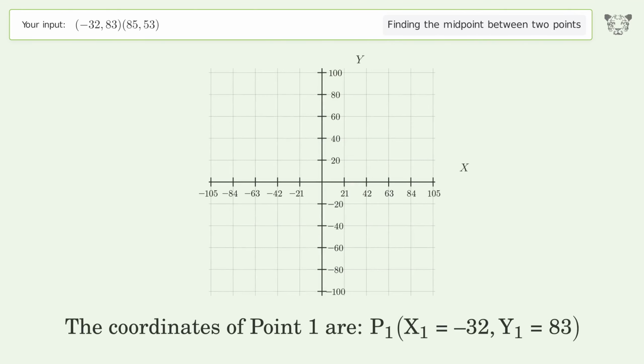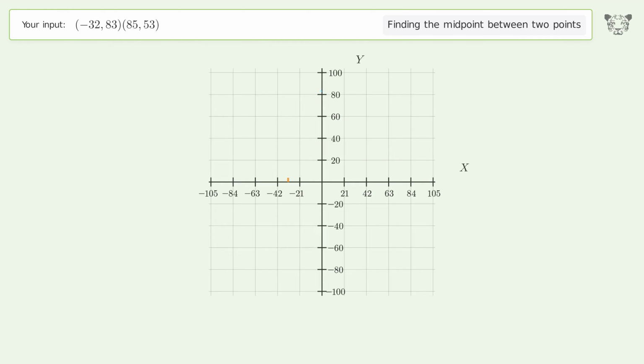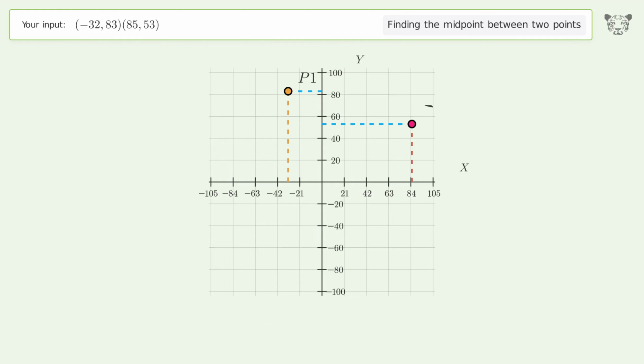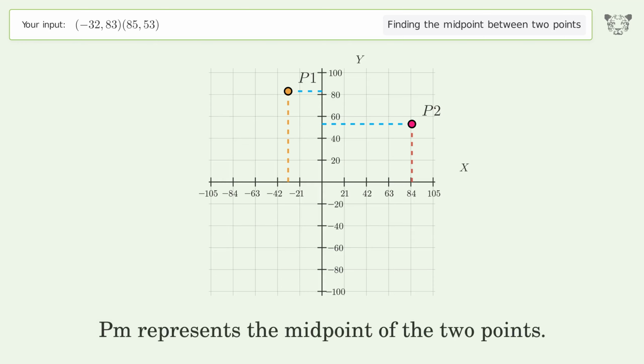The coordinates of point 1 are, x1 equals -32, y1 equals 83. The coordinates of point 2 are, x2 equals 85, y2 equals 53. PM represents the midpoint of the 2 points.